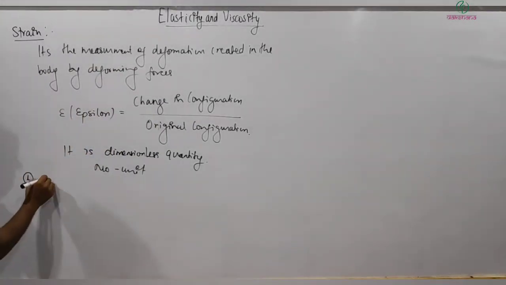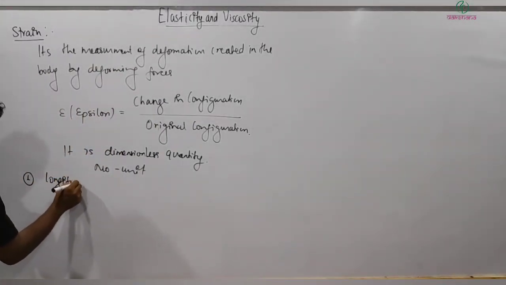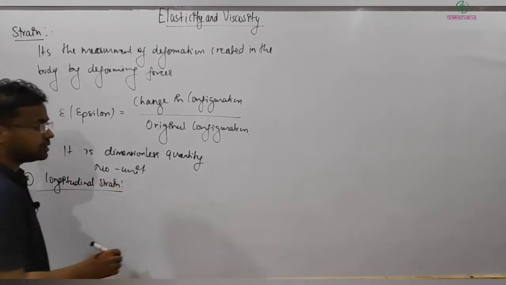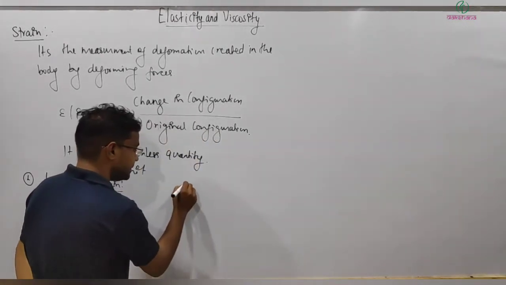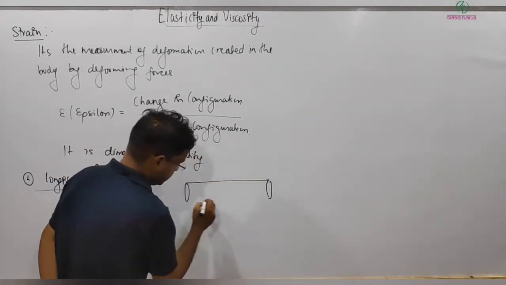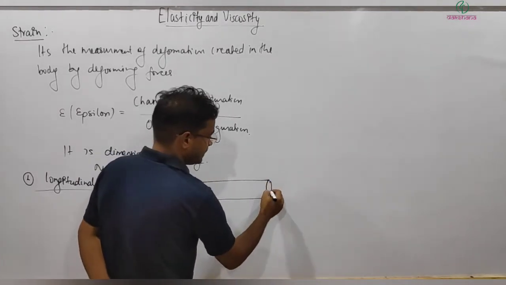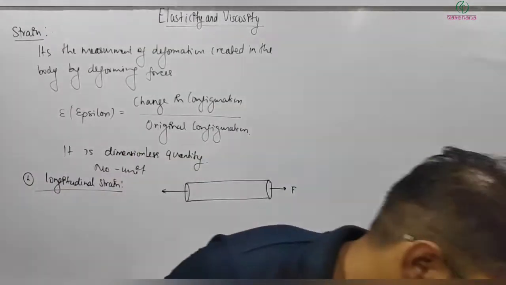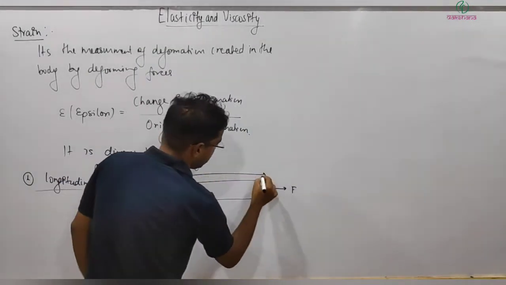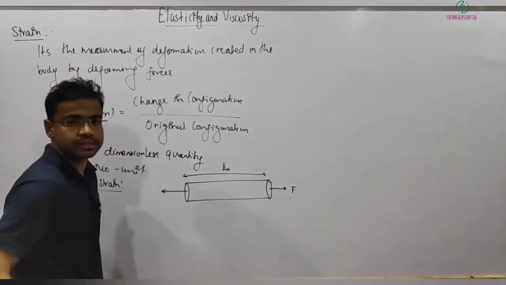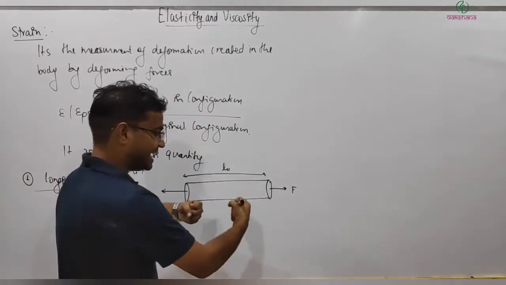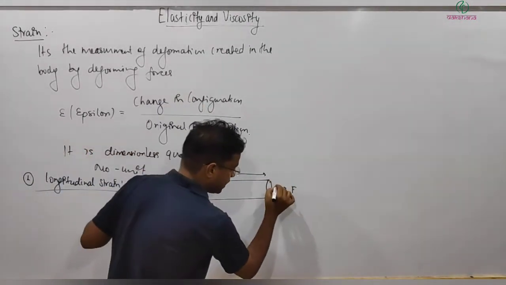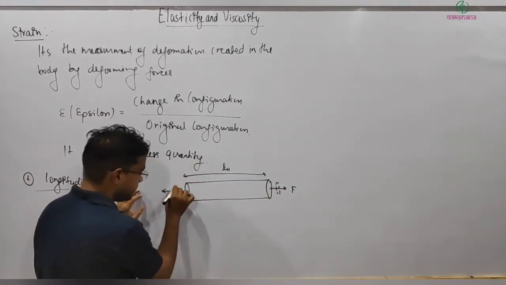Is it so? Longitudinal strain. What happened actually here, the simplest case: let's say this is one cylindrical rod on which some force is applied, which is trying to deform it, and it has some original length. Let's say L0 is the original length. So this deforming force is trying to expand it, to increase its length. So because of this force, after some time its length will change and it will increase.